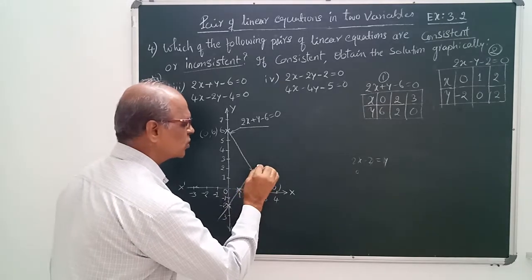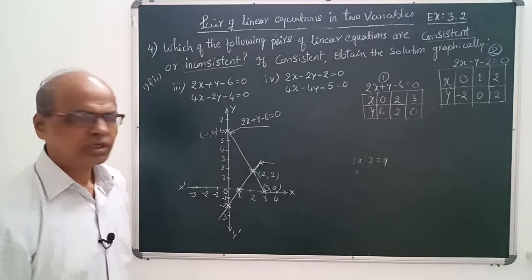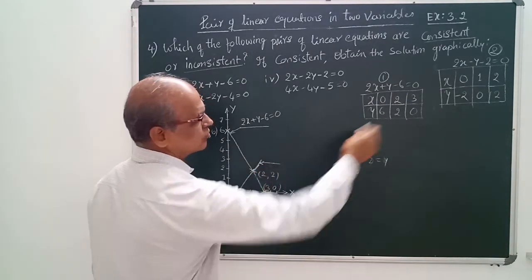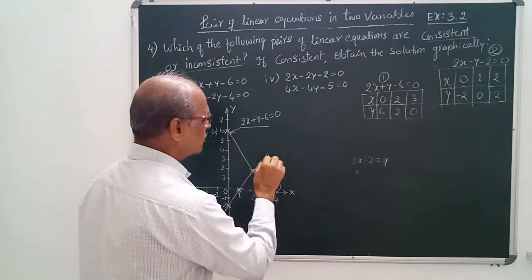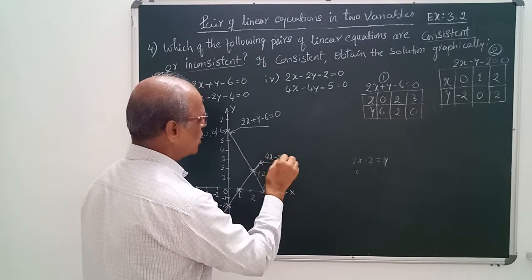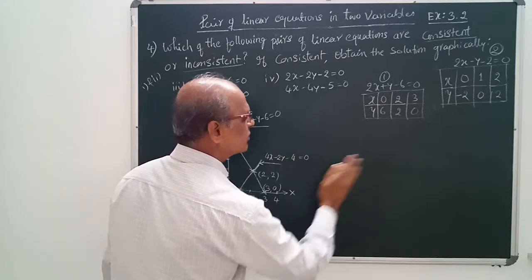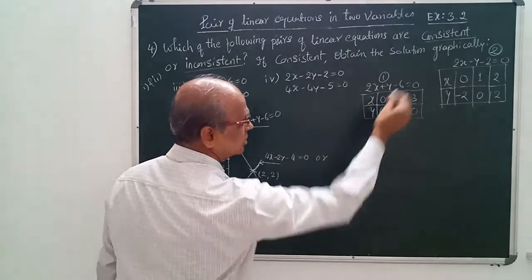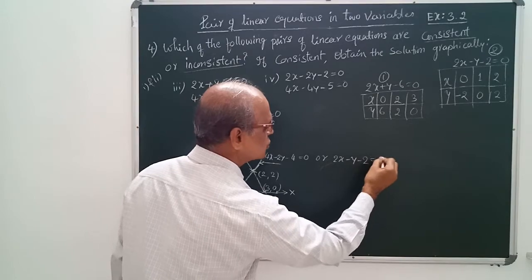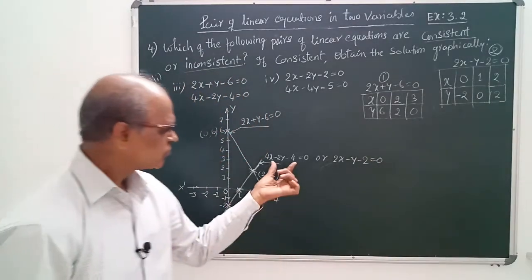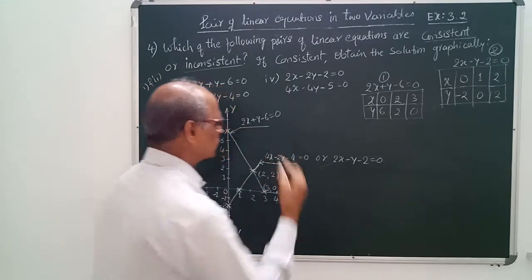Right? So this is what you extend, so that you can write the equation. What is your equation here? 2x, or you can write this also: 4x minus 2y minus 4 is equal to 0. You can even write here 2x minus y minus 2 is equal to 0, so there will be no confusion. This is simplified, and this is the equation obtained when you simplify this. So this is the equation.